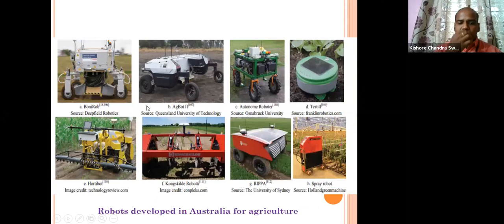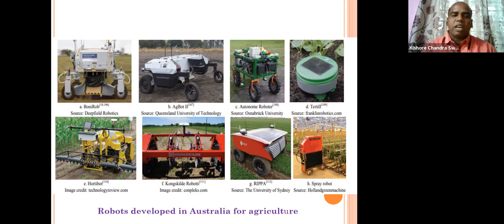In Australia, they are developing different types of robots, and all countries are working on bringing robots to agriculture. We should think of that. In India also, we are working on picking tomato, how to pick tomato using robots.